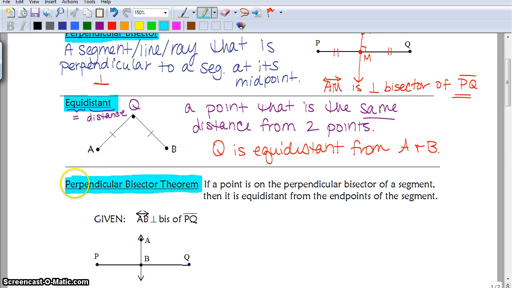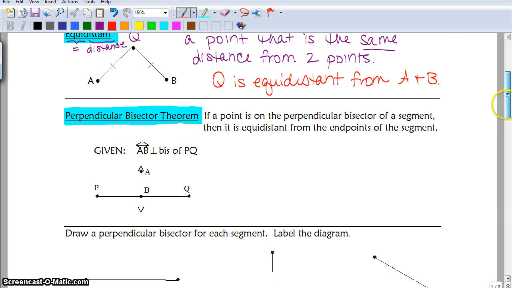Perpendicular bisector theorem. So we already learned about the perpendicular bisector. Now we're going to take it further and talk about applying it. So this is kind of tricky. So I'm going to put a star here to remind me that when I go to study for a quiz or a test, this is something that we definitely want to study. So here's what it says. It says, if a point is on a perpendicular bisector of a segment, then it is equidistant from the endpoints. Okay? So here's what that means.